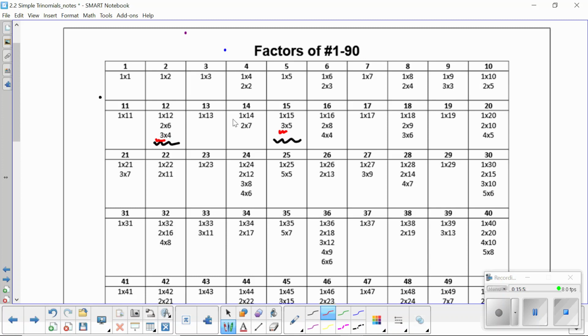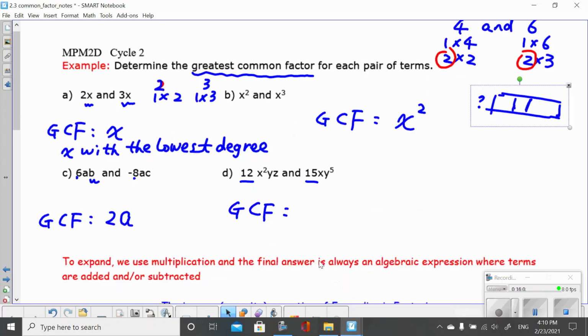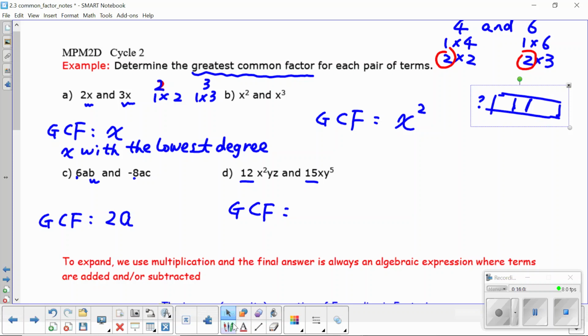12 can be divided by 3. 15 can be divided by 3. So 3 is a common factor, and also it is the greatest common factor. So we have the 3 here. And for the variable, we are going to look at x squared and x. The lowest degree from x squared and x will be x, because the degree of x is 1.